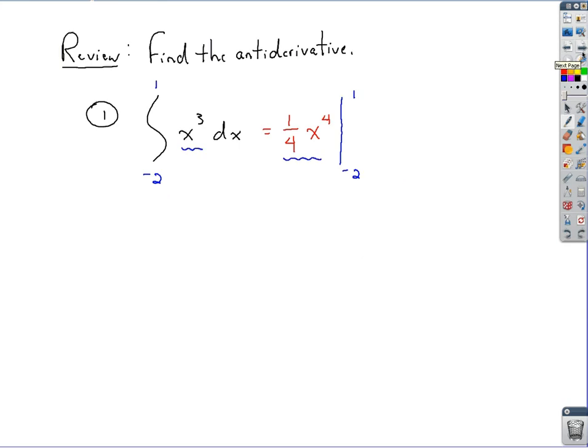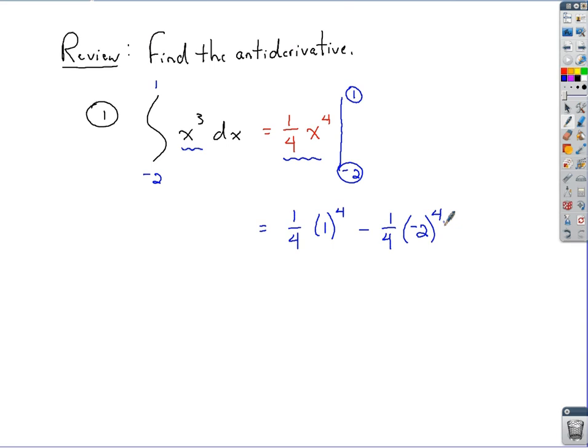So if I go back here, I'm going to take the top value of 1 and plug into my antiderivative, so I have 1/4 times 1 raised to the 4th. And then I'm going to subtract. Take your -2, plug in. So 1/4, got -2 here, raised to the 4th. Now that you've taken the antiderivative, it's just a matter of plugging in some numbers and doing some calculations.